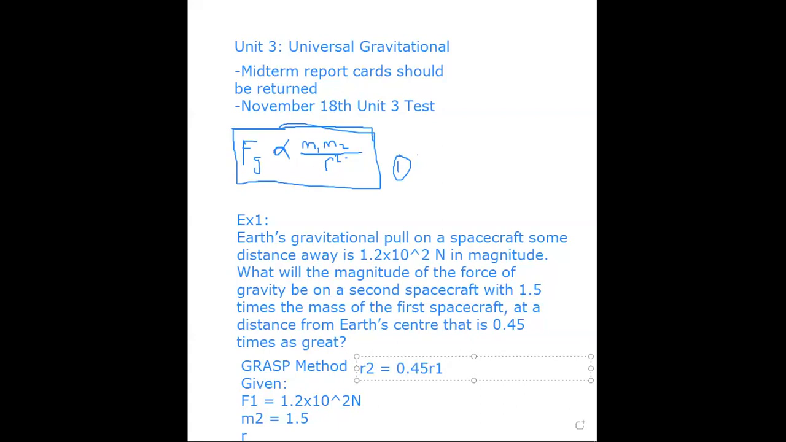0.45 R1, and then the force of the second spacecraft on object number 1 is what we're trying to look for. But this will be in the required section. So this is all we're given right now, just these 4 pieces of information, and then we're asked to solve for F2.